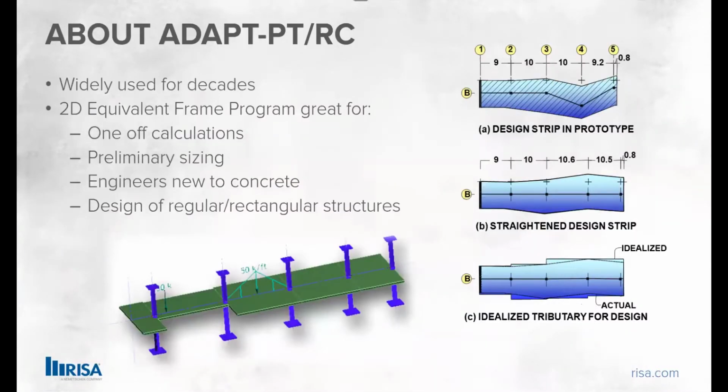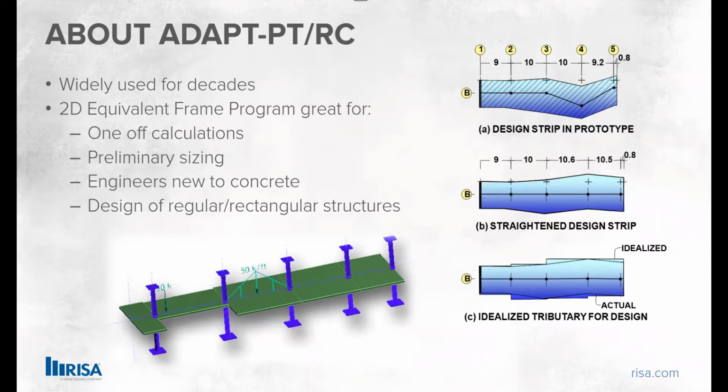Let's first talk a little bit about the program. The most commonly known product in the ADAPT lineup is ADAPT-PTRC, and it's easy to understand why. ADAPT-PTRC is a 2D equivalent frame solution that has been around for several decades, which makes it one of the most trusted software solutions available for concrete and post-tension concrete designs. It is truly amazing for one-off calculations, preliminary sizing, and even as a training tool for engineers because it's so easy to use and it guides you through the design process, more or less holding your hand.